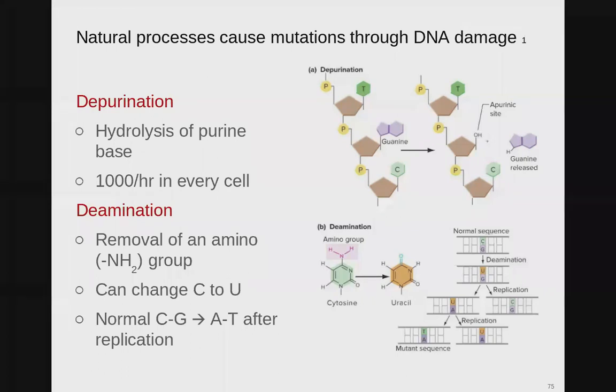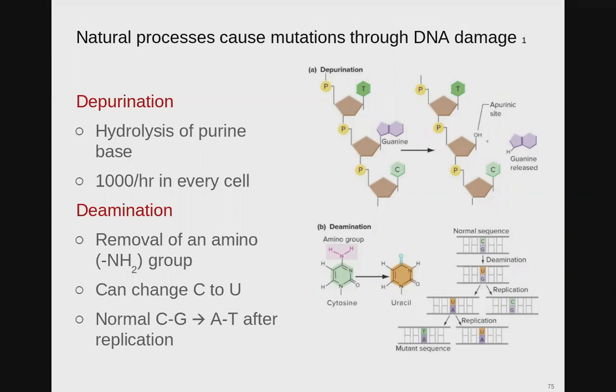Or we can have what's called deamination, which is less common, but very few things are as common as depurination. Which is the removal of an amino group, which is NH2. So in this case, we have cytosine. It has an amino group. It's deaminated, so we remove this, creating uracil, which is wacky and wild. We're going through DNA and RNA here.